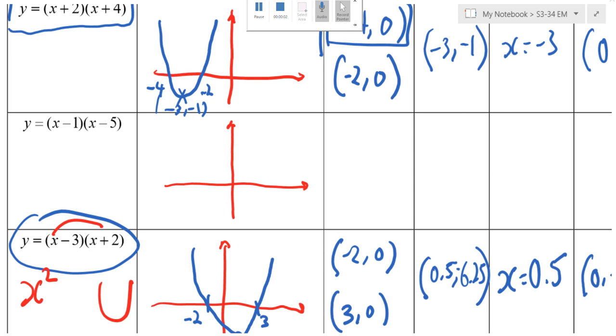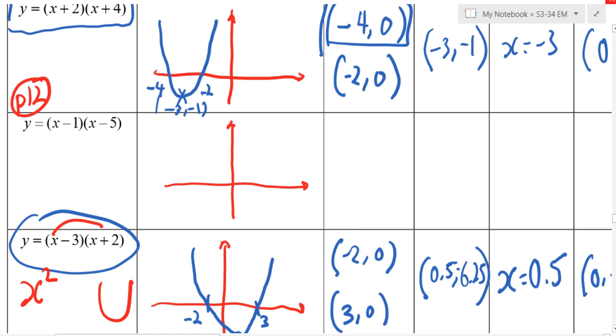Page 12. This is on page 12. So can you look at your page 12? Or turn to your page 12. First, I want to draw out this graph.